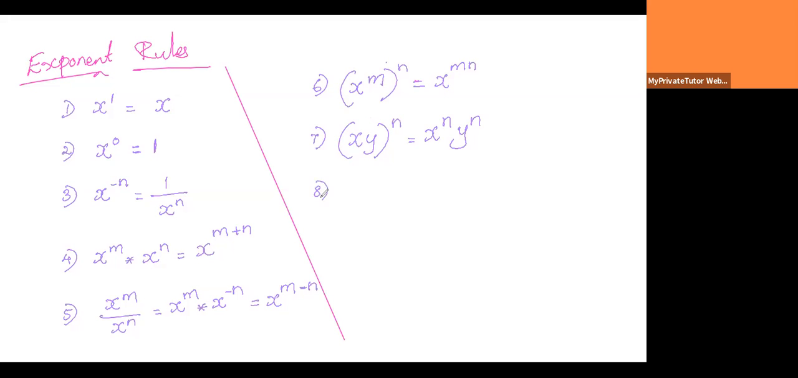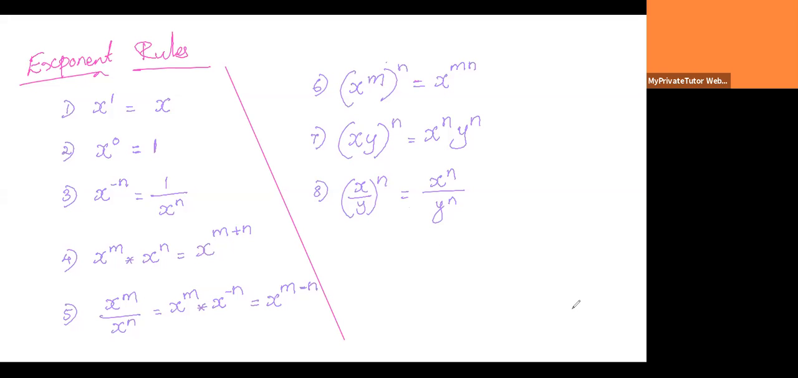Similarly, if we have a division form, x divided by y whole power n, it becomes x power n divided by y power n. Hope you guys understand that. I think these are the final rules. These 8 are the important rules. We do have a fraction rule or a square root rule, so I will explain those later in the class.